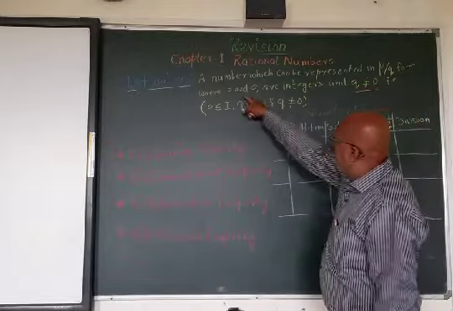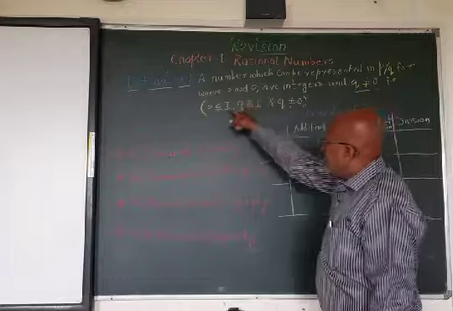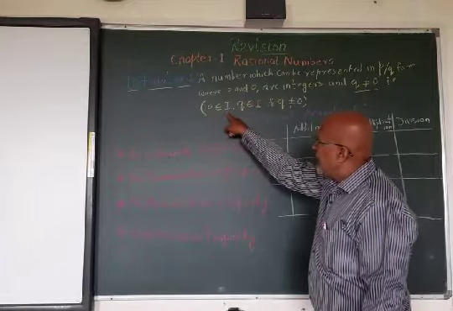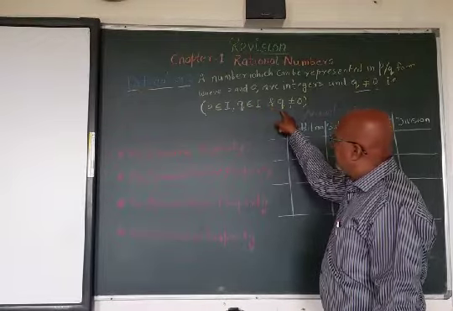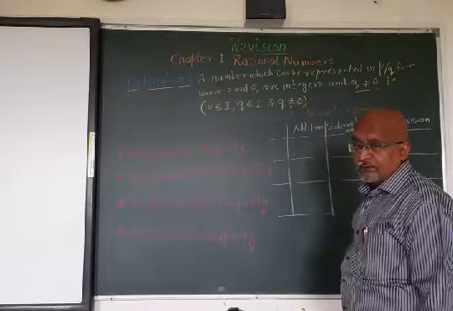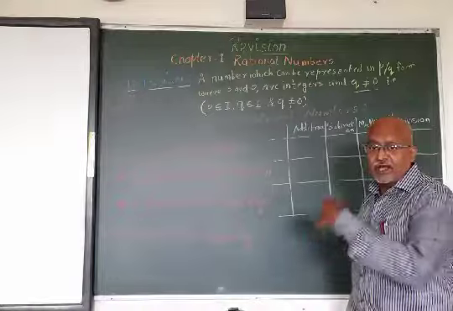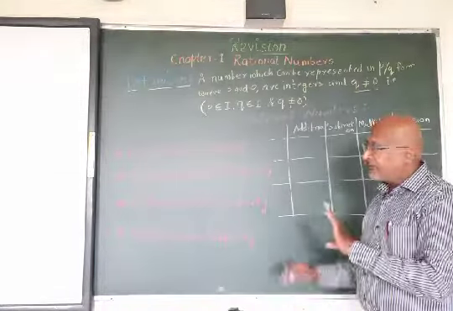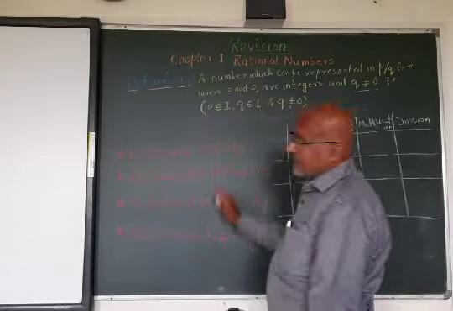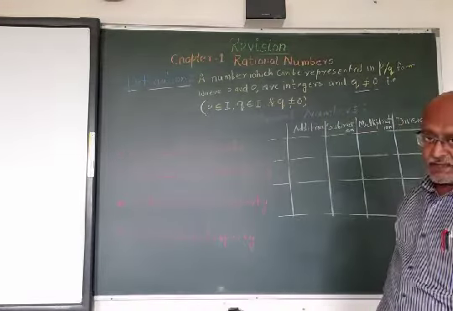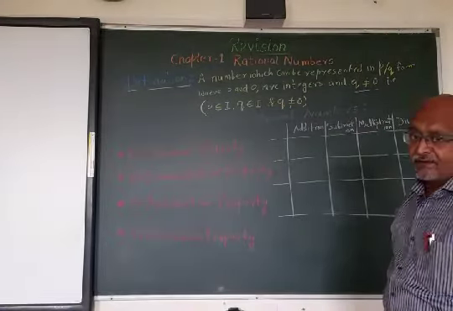Or even this in words. Otherwise you can write p belongs to I, that is integer. Q also belongs to I, but q is non-zero, means it cannot be 0. It can be either negative or positive, but it cannot be 0. Now this is the definition of rational numbers, as we have already discussed in the class.